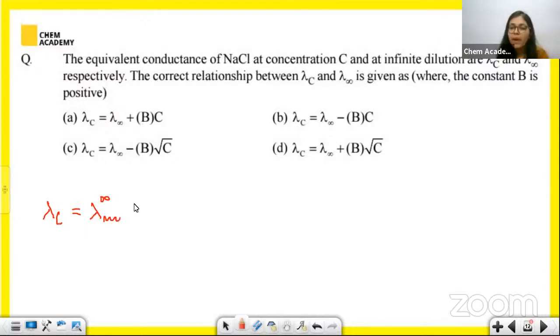This happens at infinite dilution. But there are two kinds of effects. First is the asymmetric effect, and the second is the electrophoretic effect that occurs in a certain solution. One is the asymmetric effect, and the other one is the electrophoretic effect.